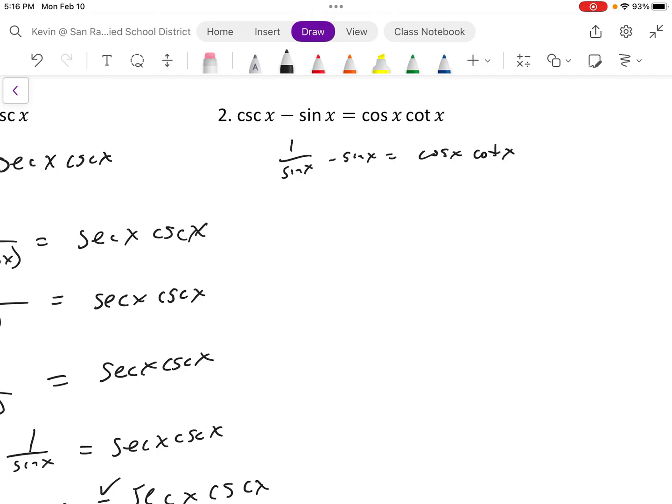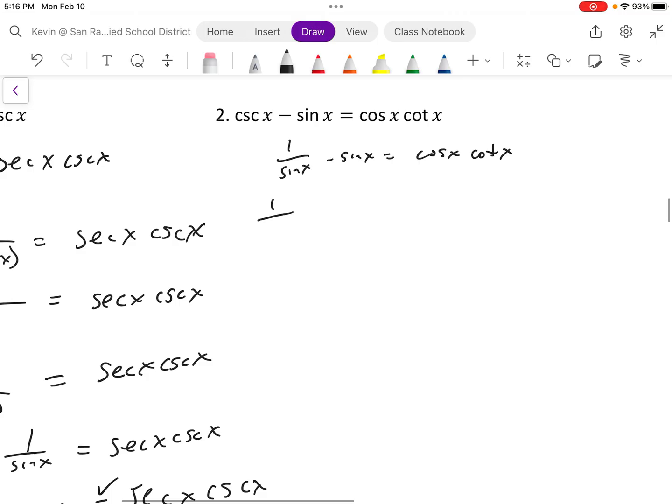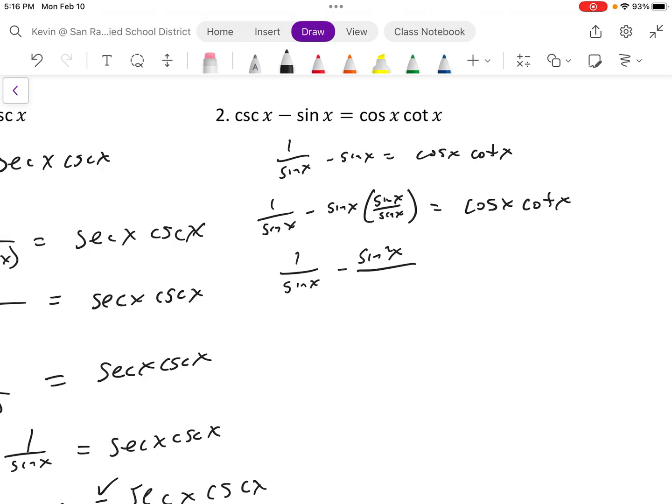Okay, let's get a common denominator. So this is going to be 1 over sine x minus sine x times sine x over sine x. I'm doing all the steps here so that everybody understands what we're doing. We're multiplying sine x by sine x over sine x. We're doing that to get a common denominator again, and because sine x over sine x equals 1. So 1 over sine x minus sine squared x over sine x.